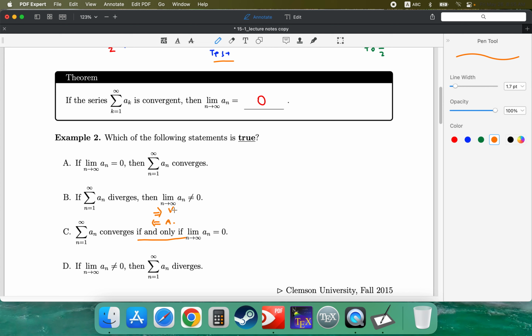Now finally, D: if the limit is not 0, then the series diverges. And this is true because this is the divergence test.